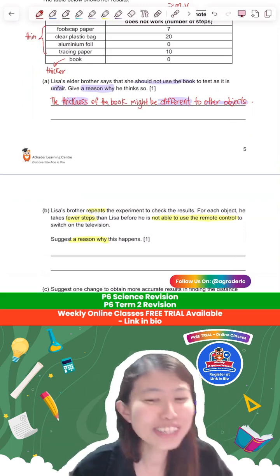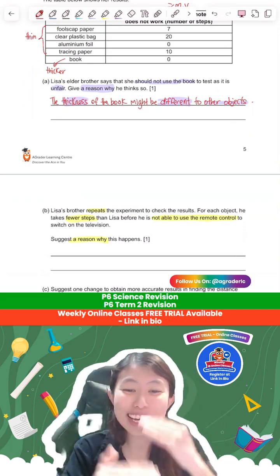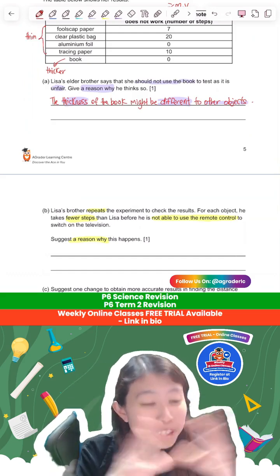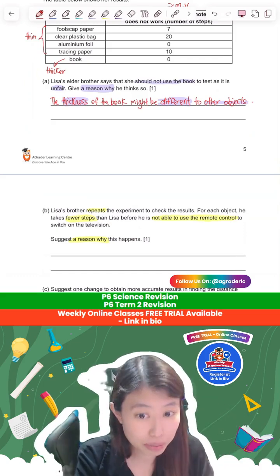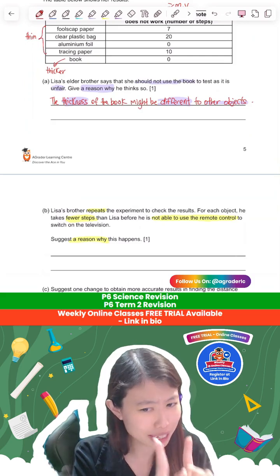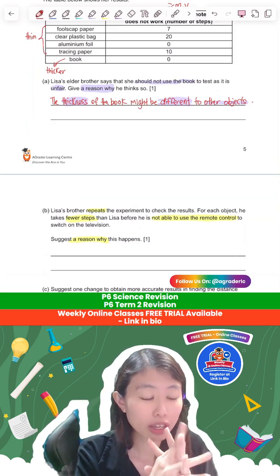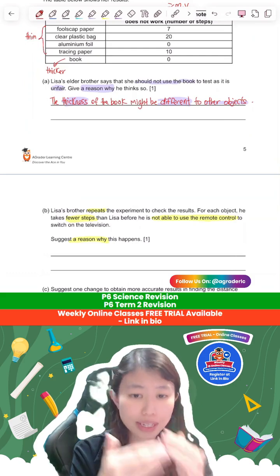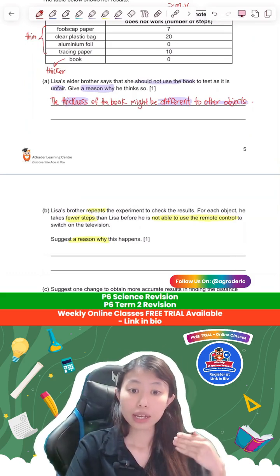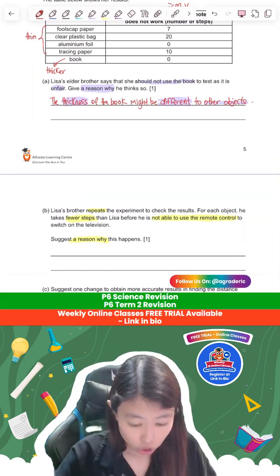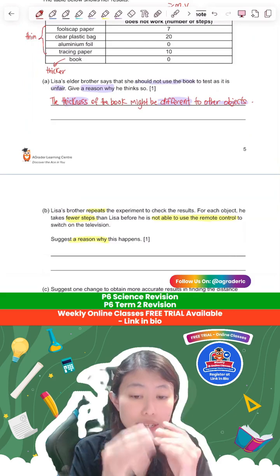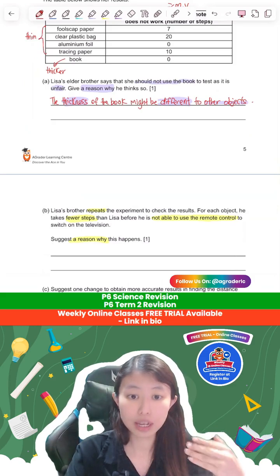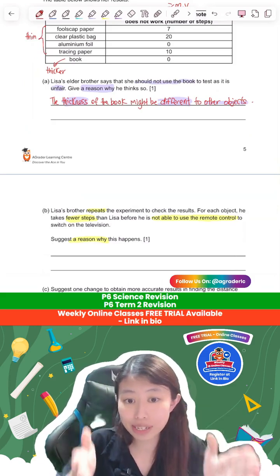He used the same thing. He repeats the experiment for the different objects. So what do y'all think? No, the TV is turned on. Everything is the same except he somehow took fewer steps. He took bigger steps. Yes. Pei Feng, the only possible thing is how come with lesser steps the TV cannot work anymore? So this means that his steps are bigger. So just within a few steps, he's able to cover the same distance as Lisa.